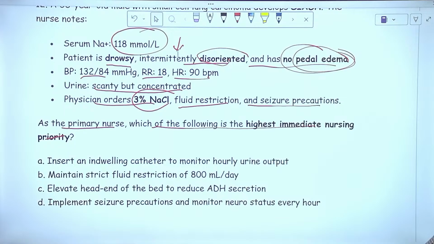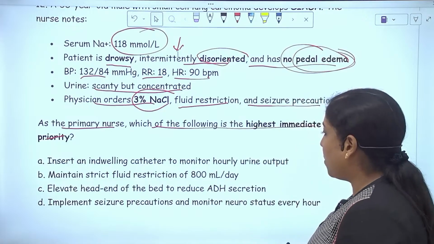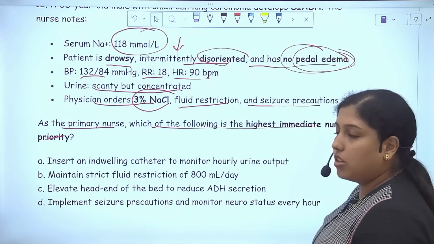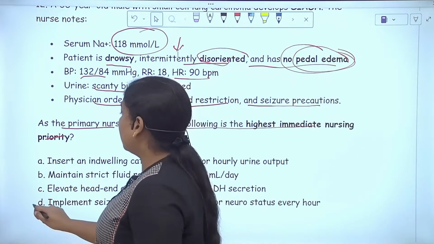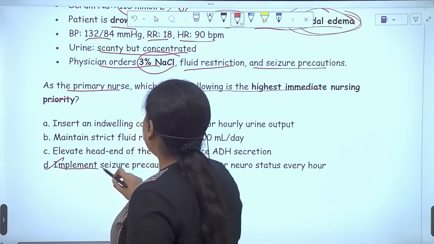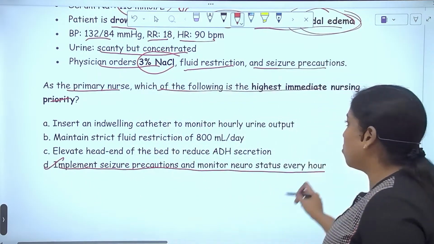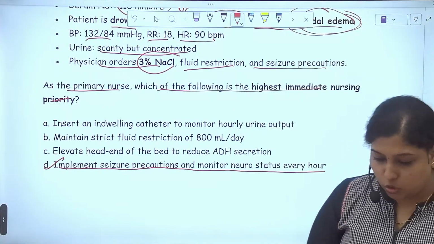Since the patient is presenting with drowsiness, intermittent disorientation and all the complications, and the serum sodium level is very much decreased, there is a lot of chance the patient will go for seizure. So your highest priority action will be prevention of the seizure. So you implement the seizure precautions and monitor the neuro status every hour. Every hour you have to monitor this.